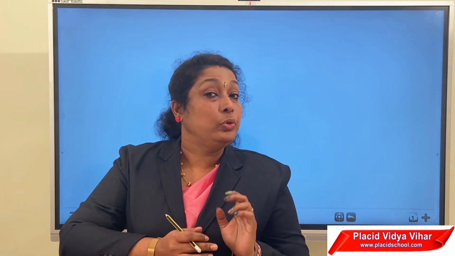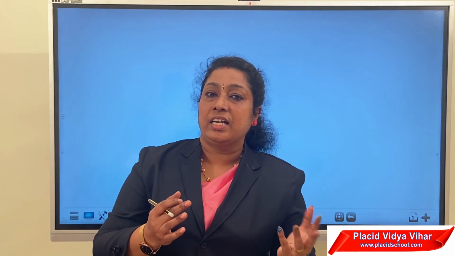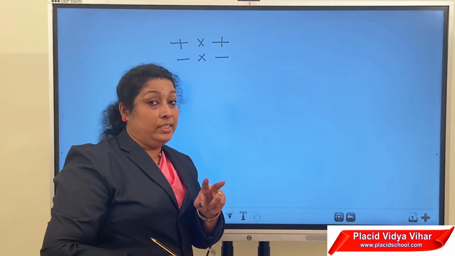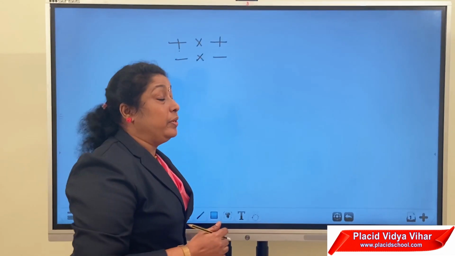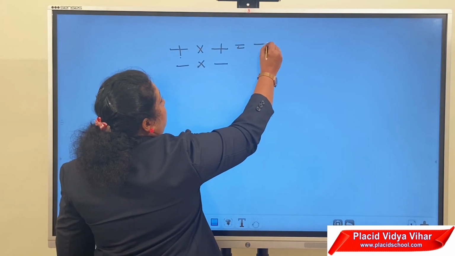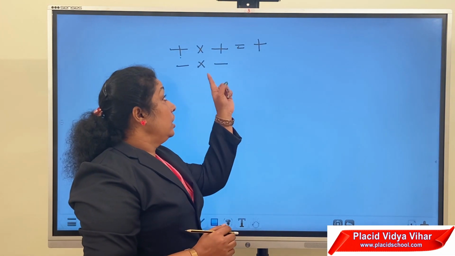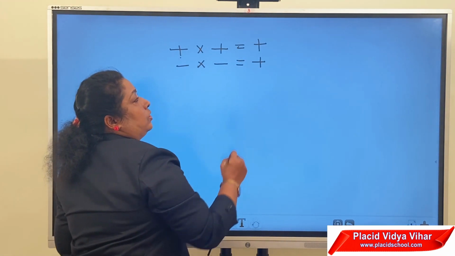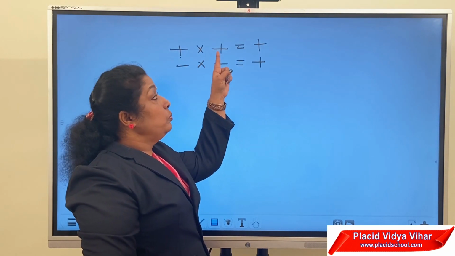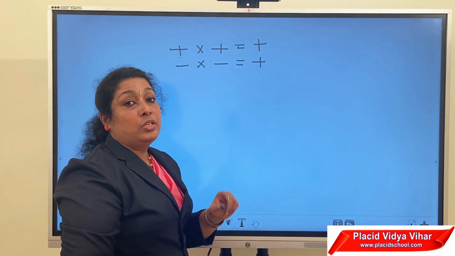If we multiply two integers having the same sign, if both integers are positive or both integers are negative, what is the answer sign? We can discuss now. Look, if both integers are positive, positive into positive, the answer sign will be positive. Negative into negative is also positive. Look, positive into positive is positive and negative into negative is positive.